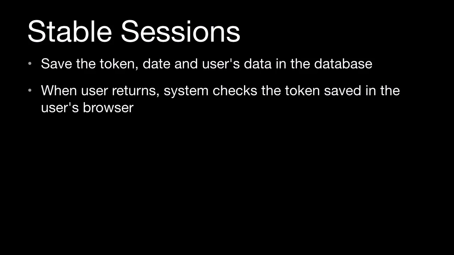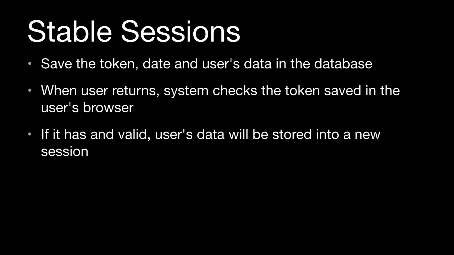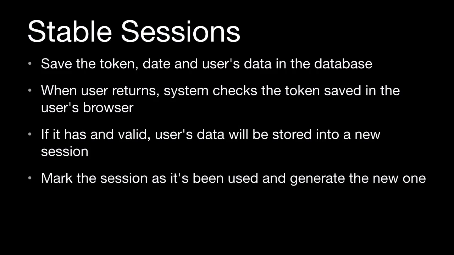Next, when any user returns, the system will check the token stored in the user's browser. Whenever they open up their browser, the first thing the system is going to do is check the token. Then we're going to have a conditional. If the token is set and valid, the user's data will be stored into a new session. It's not going to be the same session. Then we're going to mark the token as used and generate a new one. So the previous cookie is used, and we're going to generate a new one.